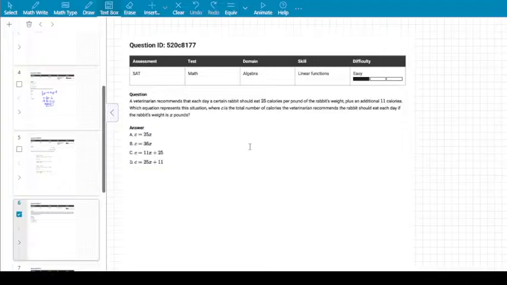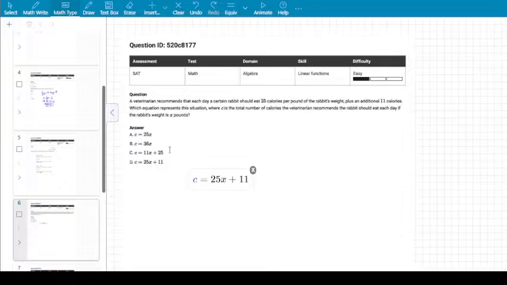Okay, so now let us solve the question. So we are given the number of calories the rabbit should eat per pound. So if the rabbit's weight is x pounds, he should consume 25x calories plus an additional 11 calories. So 25x plus 11. So let us write that down. So C is the total number of calories. It should be 25x plus 11.